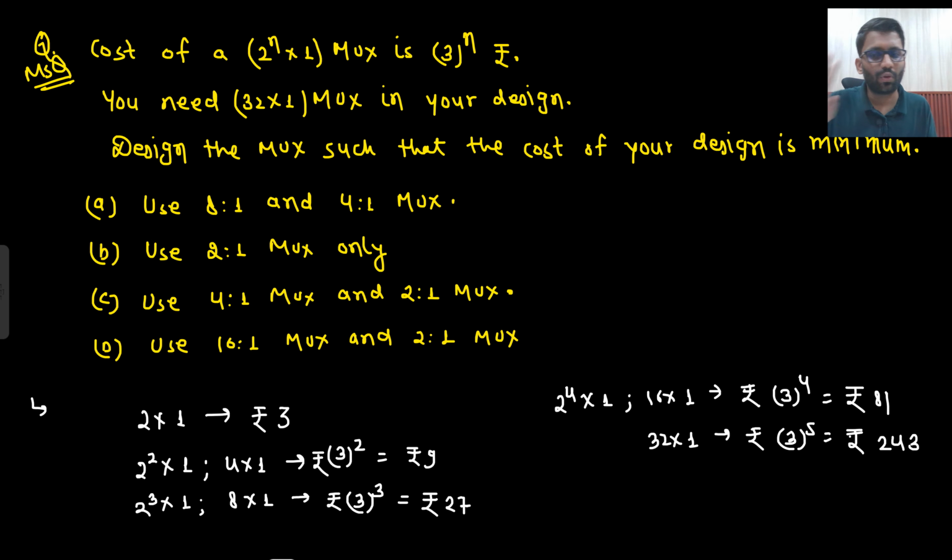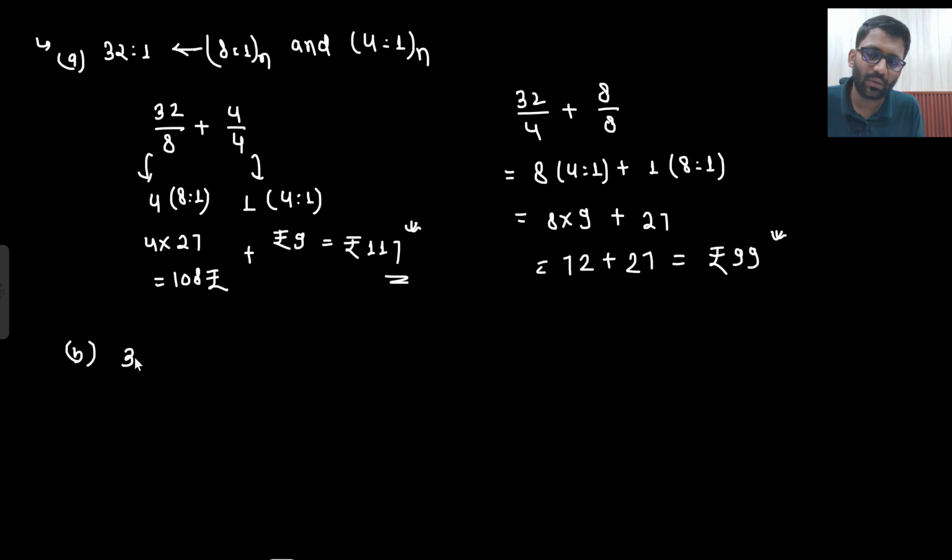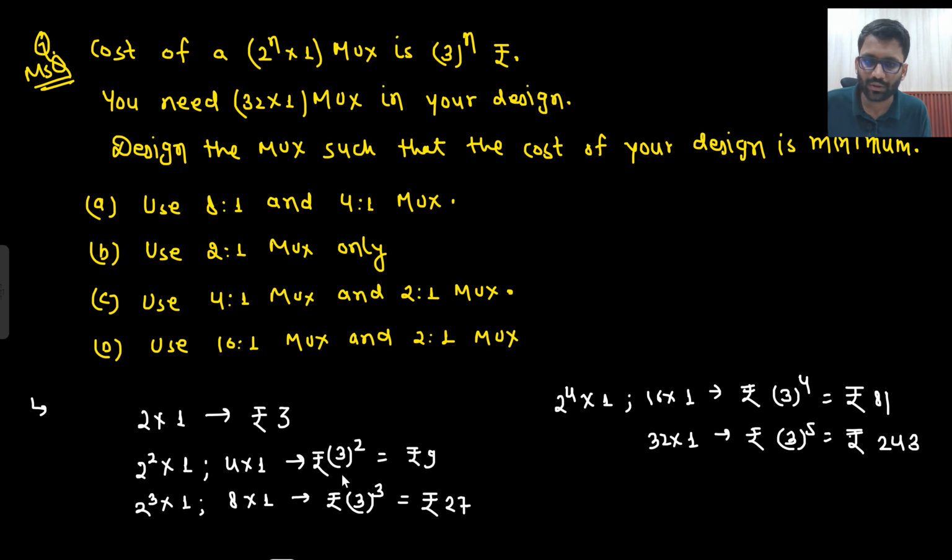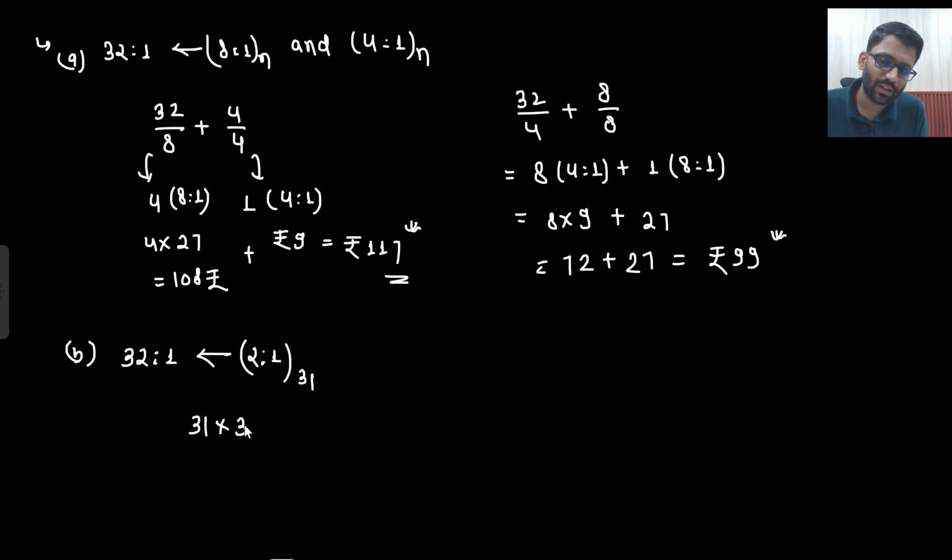Use only 2:1 muxes. So 32:1 from 2:1. How much will it take? 31, right? You know it, 31 it will take. Say yes or no? 32:1 from 2:1, 31 it will take, and each is costing you 3 rupees. So 31 into 3, 93 rupees.